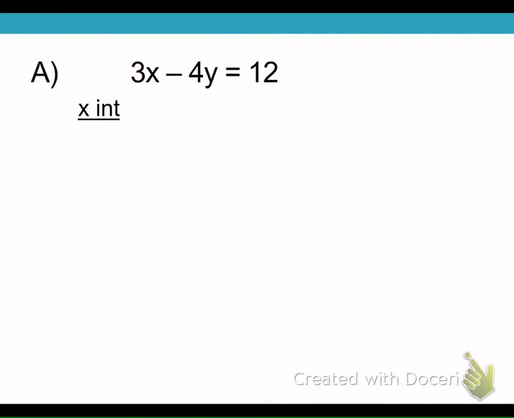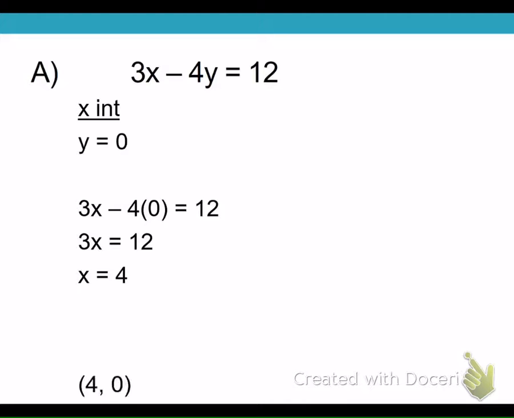All right. X-intercept. What do I do? Make the y equal to 0. So 3x, that second term with the y in it basically just goes away. I have an x-intercept of what? 4. So my ordered pair is 4, 0.